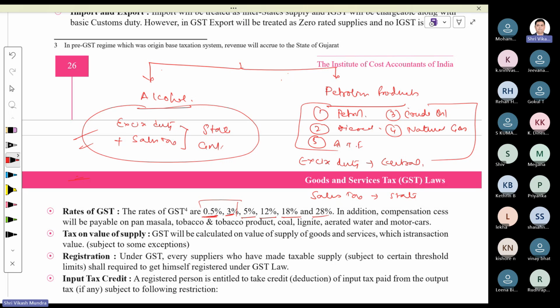One more product is tobacco. On tobacco, GST is applicable, as well as the central government is entitled to levy excise duty. Apart from that, more or less each and every product, goods or services are under the purview of GST. Is it clear?